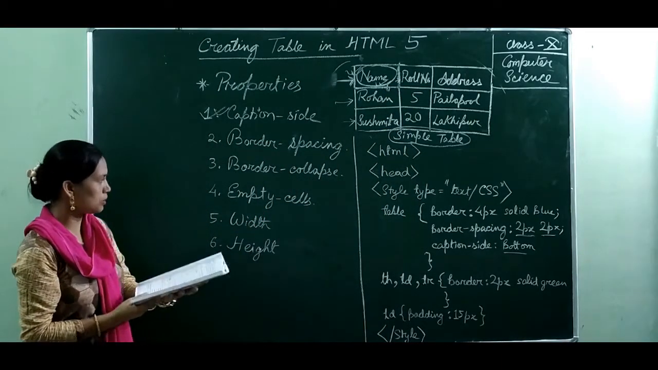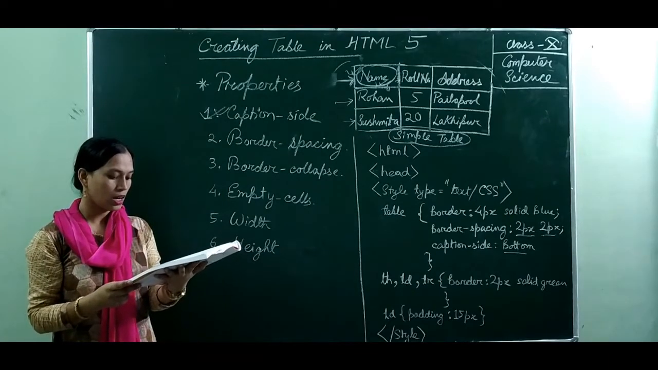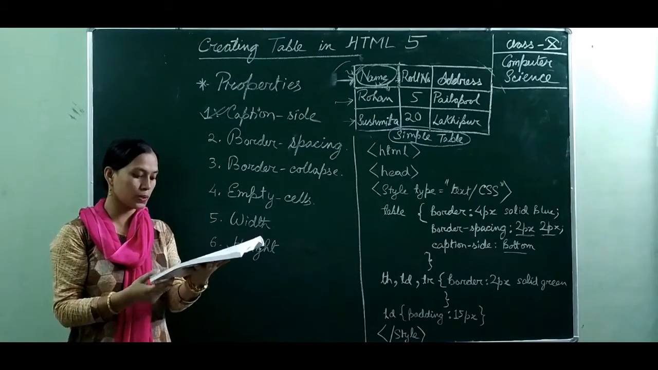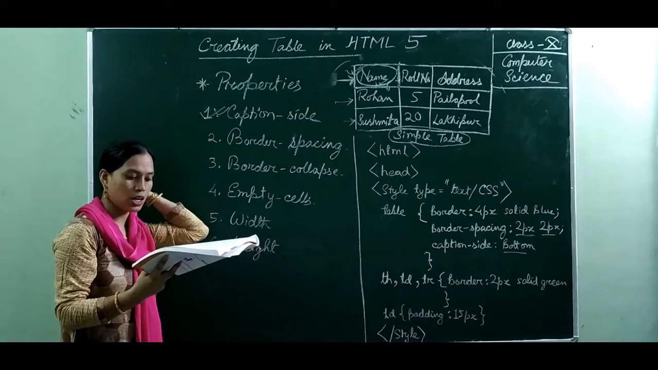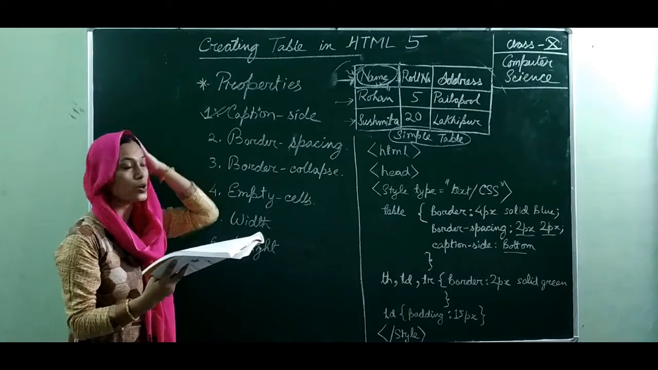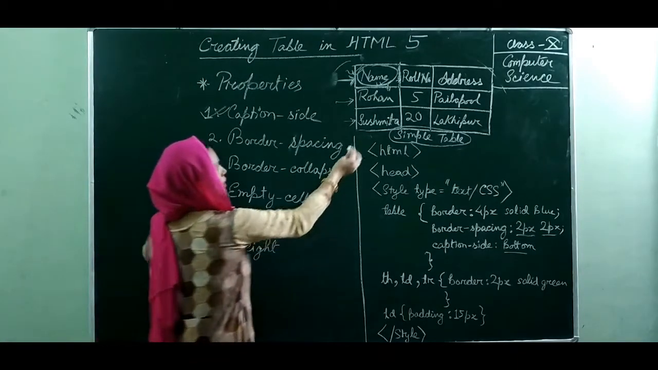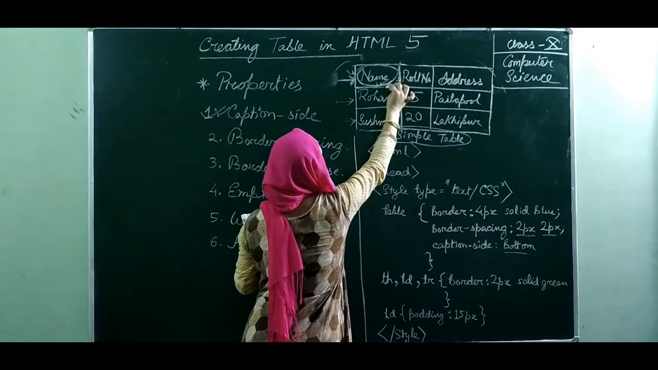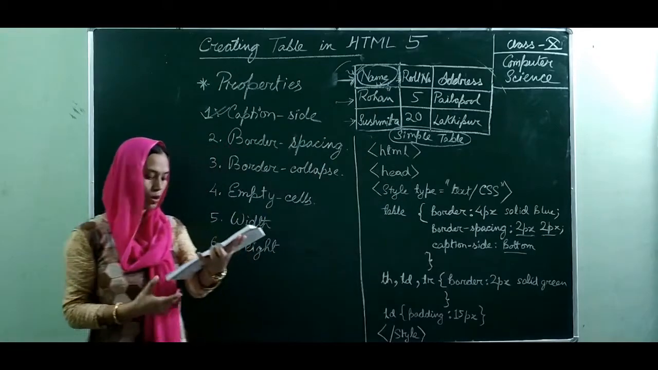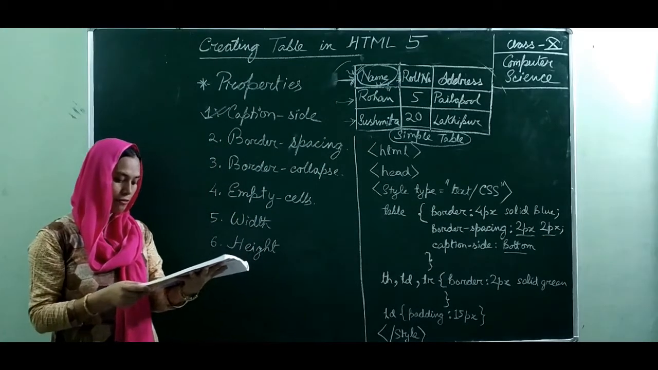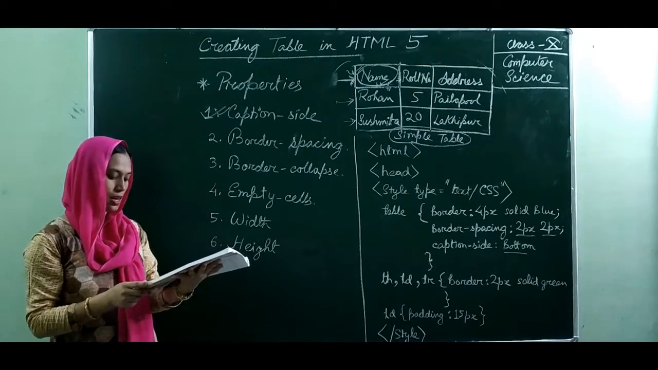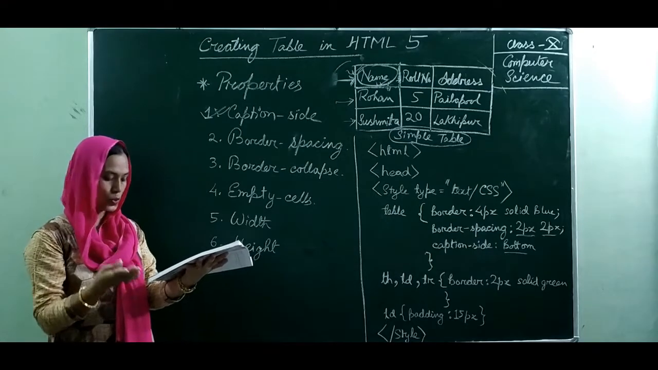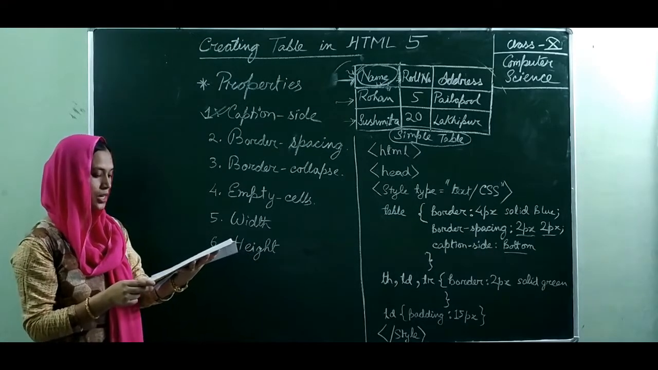And the next property, border collapse, is used to specify whether table borders should be collapsed or not. Collapse means the border of this side will be written above the other one. That is called border collapse. By default, it is separated, but if you want to collapse, then you can use the property collapse.